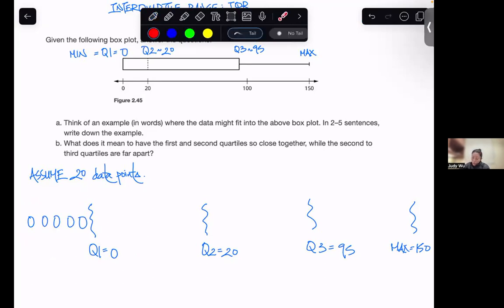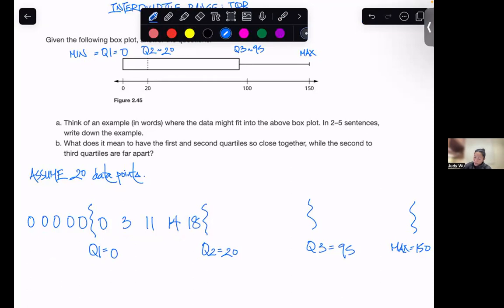Now, if Q1 is 0, and I have another 5 here, it means I'm actually taking the average of the data in spot 5 and the data in spot 6. And that average needs to be 0. So we have to have a 0 there. Other than that, we can just make up 4 other numbers, right? So let's say 3 and 11 and 14 and 18.